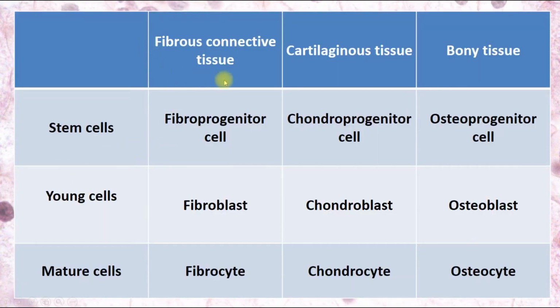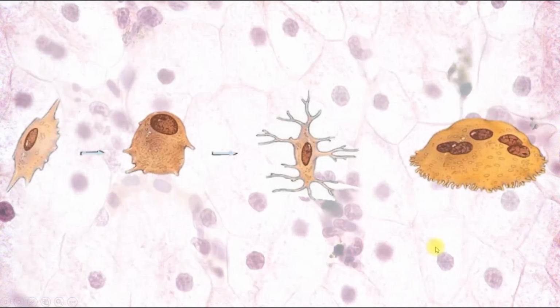Here we can see three basic types of connective tissue: fibrous connective tissue, cartilaginous and bony tissue. And here we can see the fibrogenic differon, cartilaginous differon and bony differon. Those differons derive from stem cells of mechanocytes. And also mesenchyme has another branch of development. There are blood stem cells.